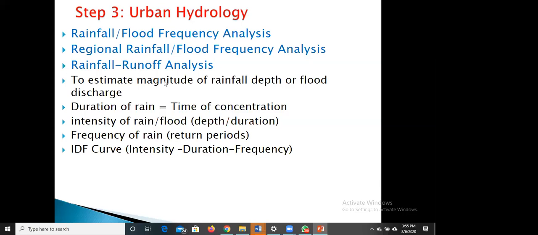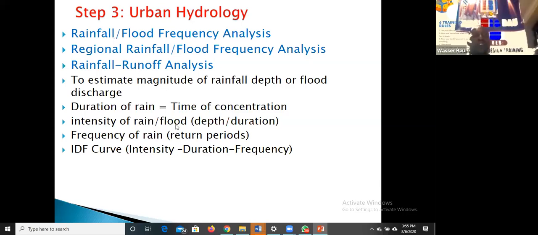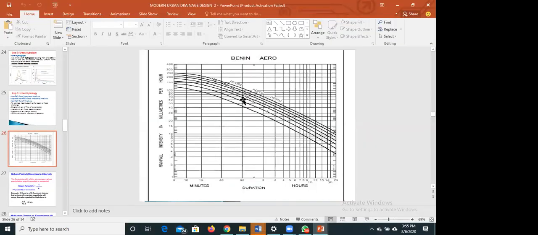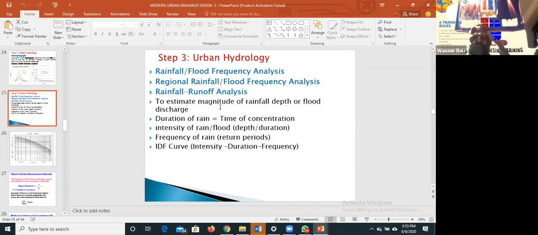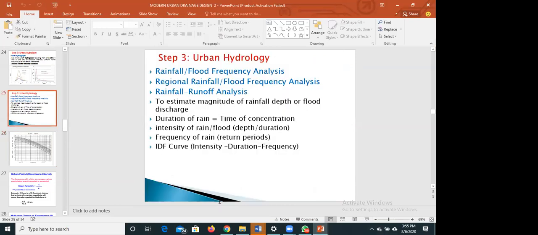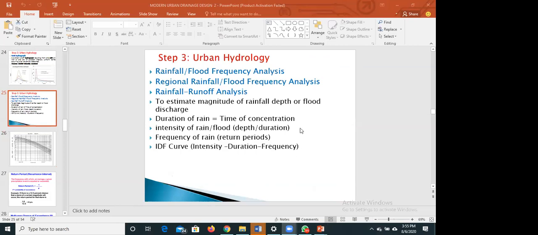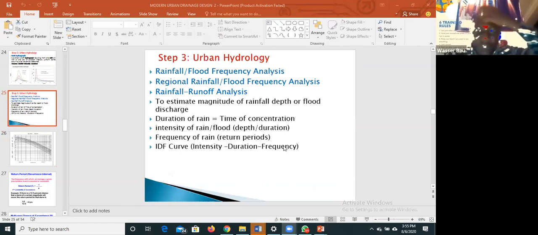If you are doing your design, you need to know, what are you designing for? Are you designing for drainage? Are you designing for flood? So are you designing for drainage? Are you designing for flood? If you're designing for drainage, you use a smaller safety factor. If you're designing for flood, you use a higher safety factor. If you're designing for flood, you use a higher return period or higher flood frequency.